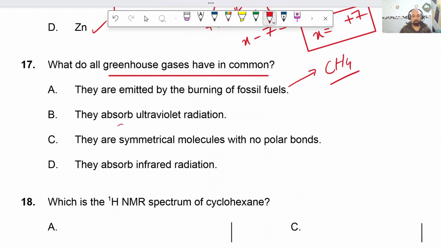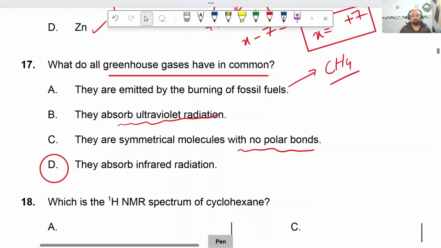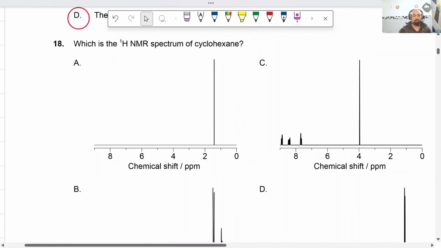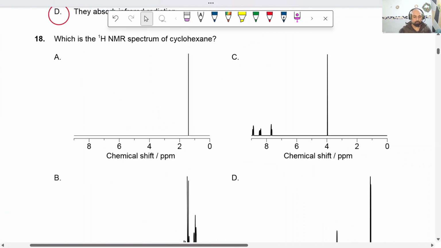They absorb ultraviolet radiations. They are symmetrical molecules with no polar bonds, although they still have some polarity in them, so we cannot say that they are non-polar molecules. And they absorb infrared radiations. So D is the most appropriate answer, because they absorb high energy radiations, which are infrared radiations from the sun, right? Now this question is from the nuclear magnetic resonance, or NMR spectrum of spectroscopy, right?